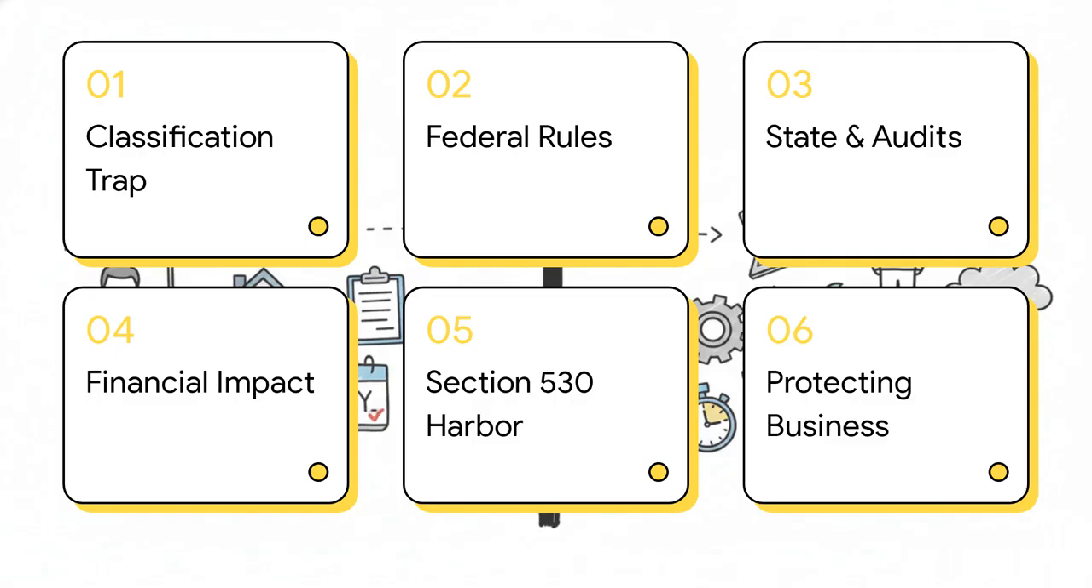Here is our roadmap for today's explainer. We'll start with the worker classification trap and the federal rules for measuring control. Then we'll hit state variance, audit triggers, and the financial impact. Finally, we'll cover the Section 530 safe harbor and how to protect your business.